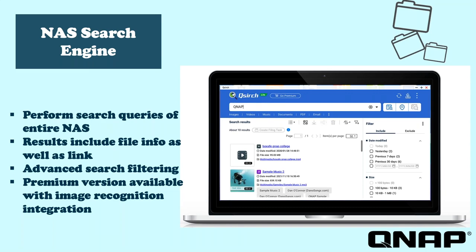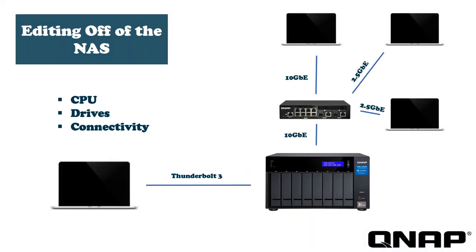So if you're looking for any file that has the word search or version, QNAP will look within the file to find that particular file. And also it can do image search within the QNAP as well. And lastly, the last scenario that I would like to go over is video editing directly from the QNAP NAS.